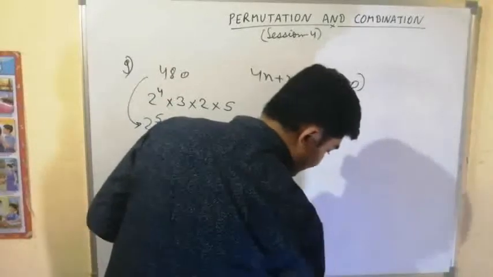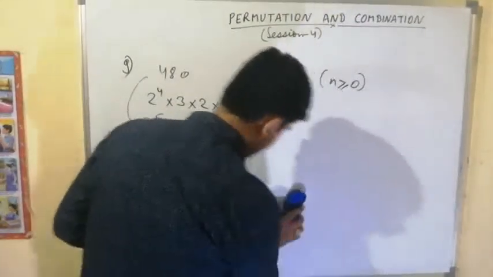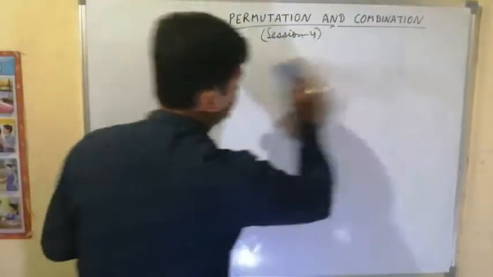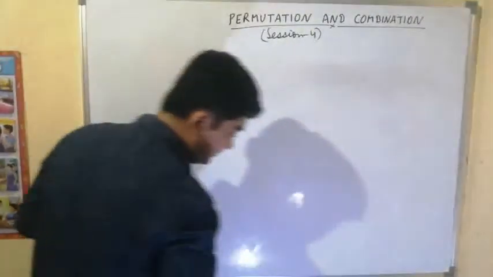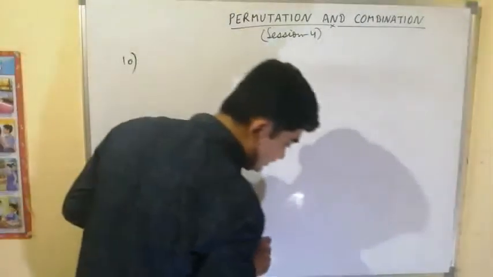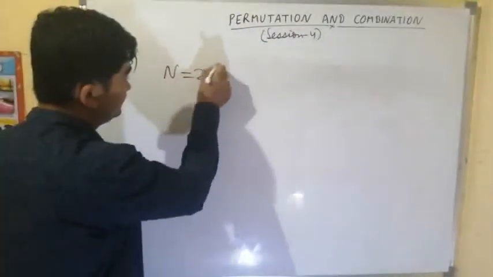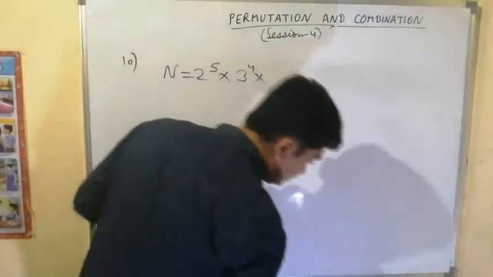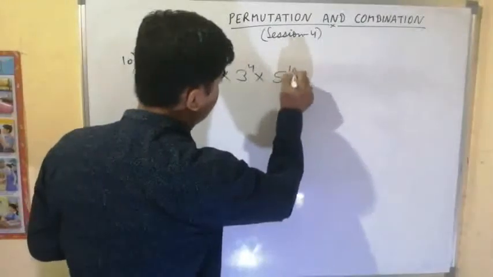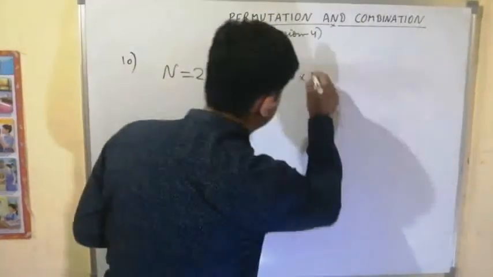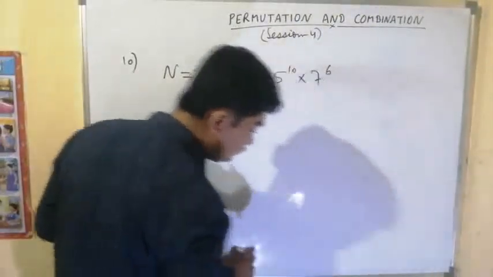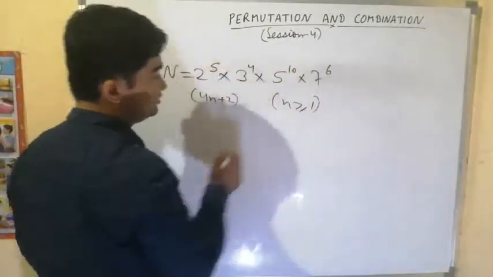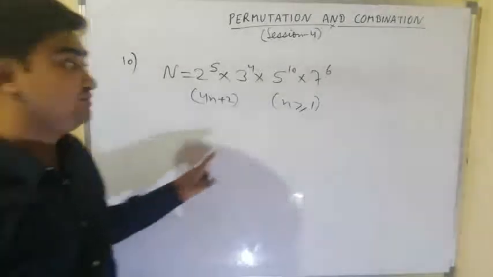Now next we will do question number 10. The number of divisors of a number is given in terms of factors. Question number 10 in that exercise, which I have uploaded in the last session, session 3. It says that n is equal to 2 power 5 into 3 power 4 into 5 power 10 into 7 power 6 that are of the form 4n plus 2. We have to find the factors which are of the form 4n plus 2, but here n is given as greater than or equal to 1. It is not 0.